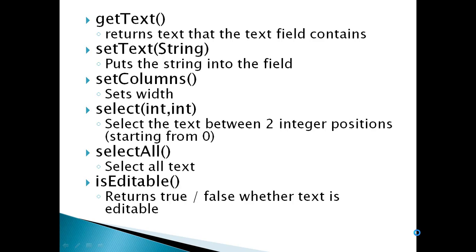Next method is isEditable, to check whether that text field is editable or not. For that purpose the isEditable method is there, which returns true or false. If the text field is editable, then it returns true, otherwise it returns false.